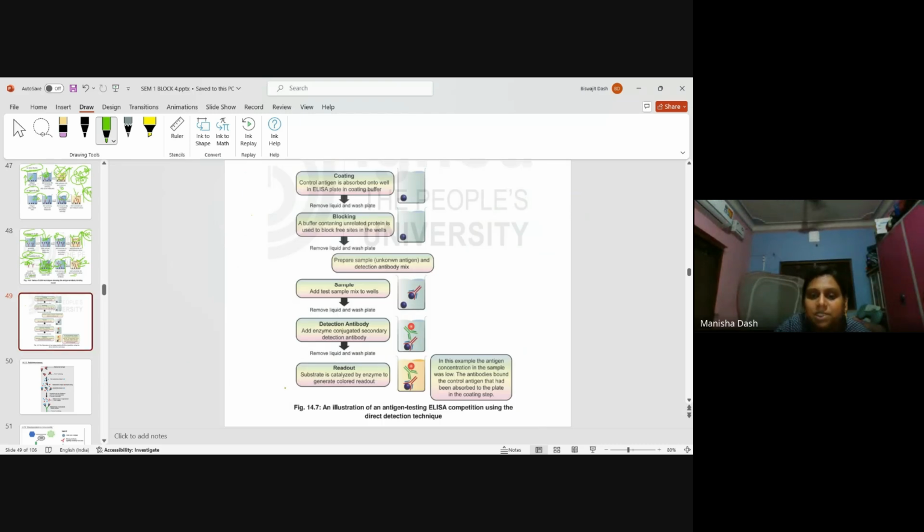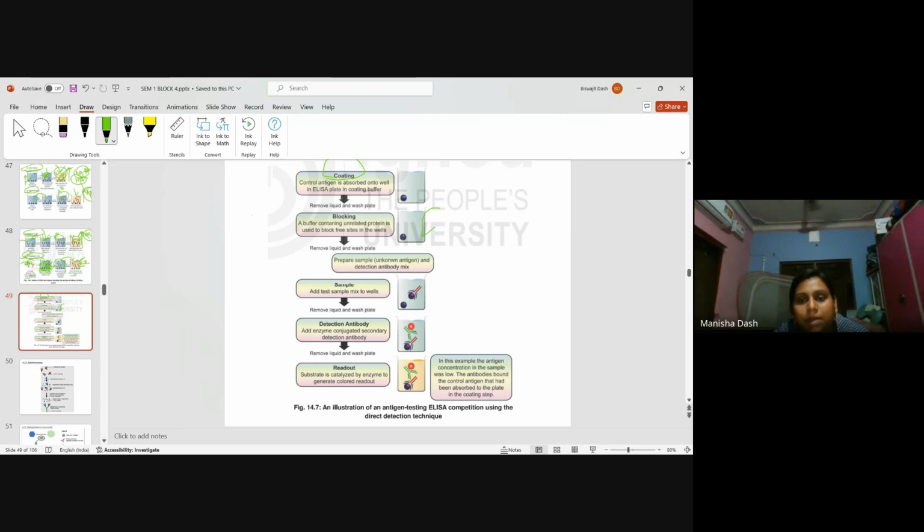This is the principle, how exactly the ELISA works. What is done basically, first there is the coating. Simply the control antigen is adsorbed onto the well of the ELISA plate in the coating buffer. Then you remove the liquid and wash the plate. Then you have to block the antigen so that it does not move away. A buffer containing unrelated protein is used to block the free sites on the well, so that no more antigen can bind to the same well. So within one well, only one antigen should be present. Then you remove the liquid and wash the plate.